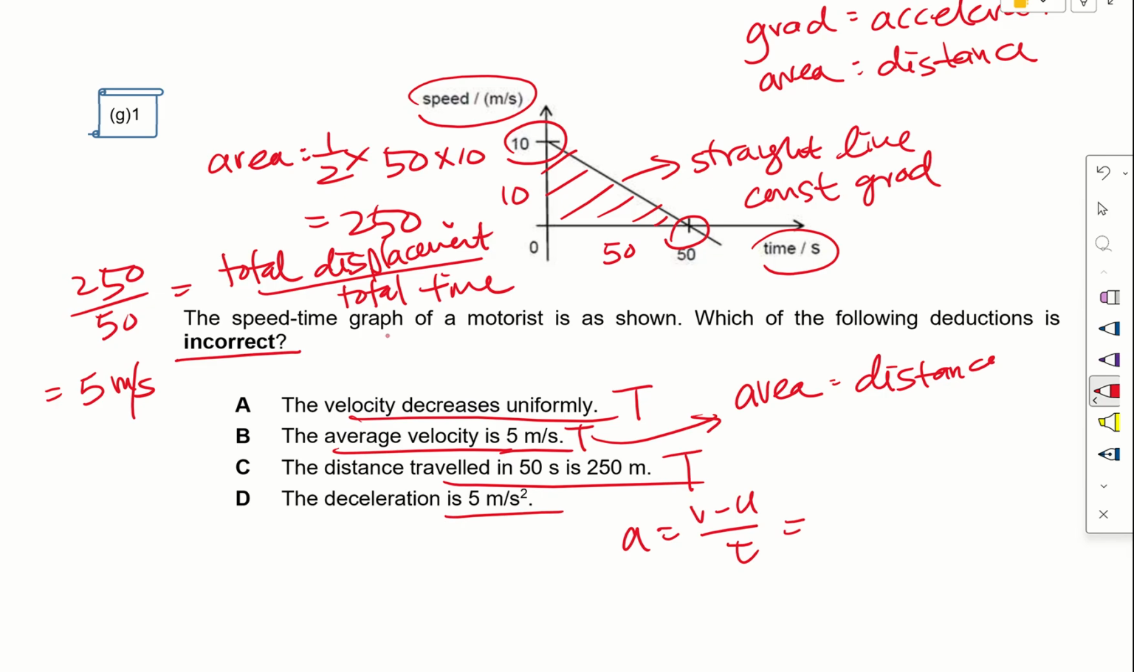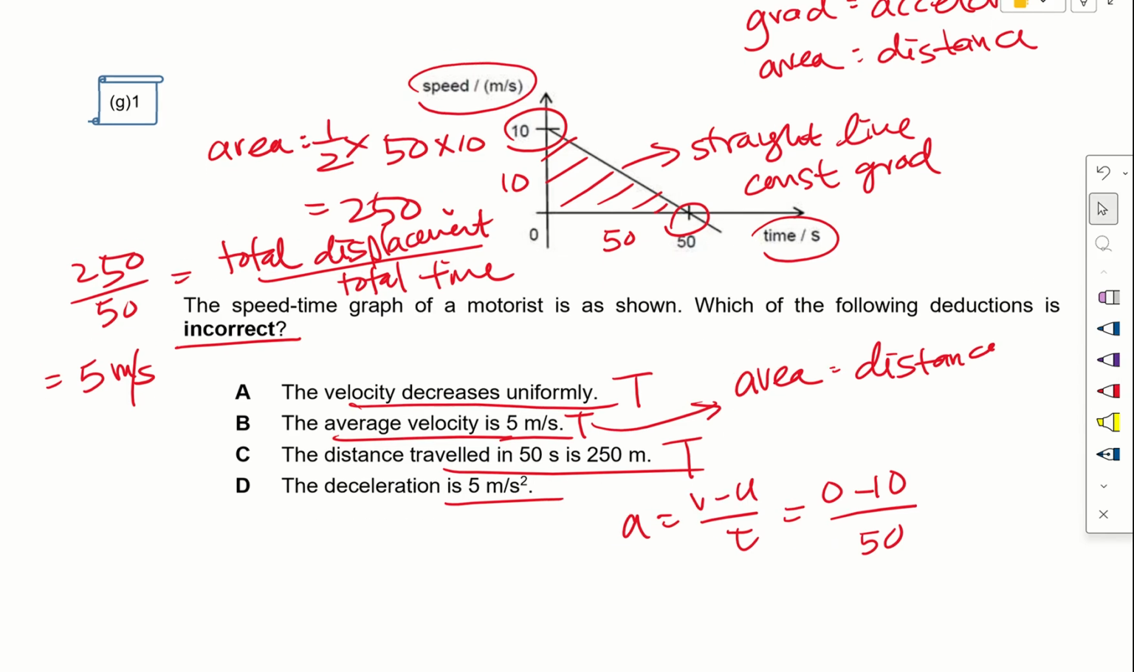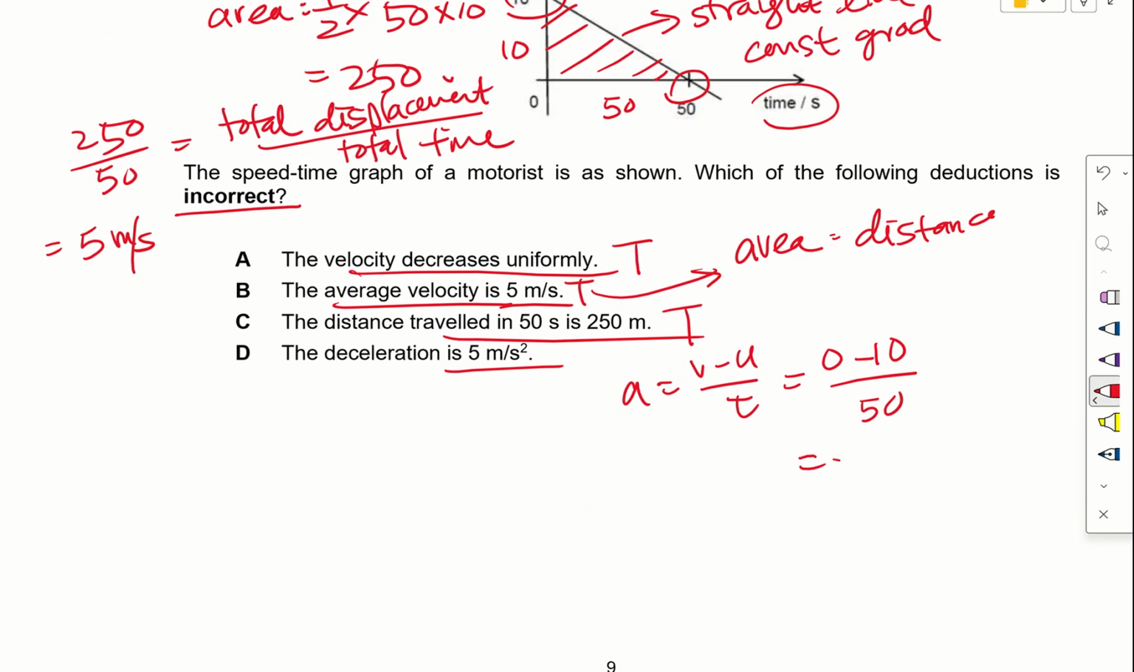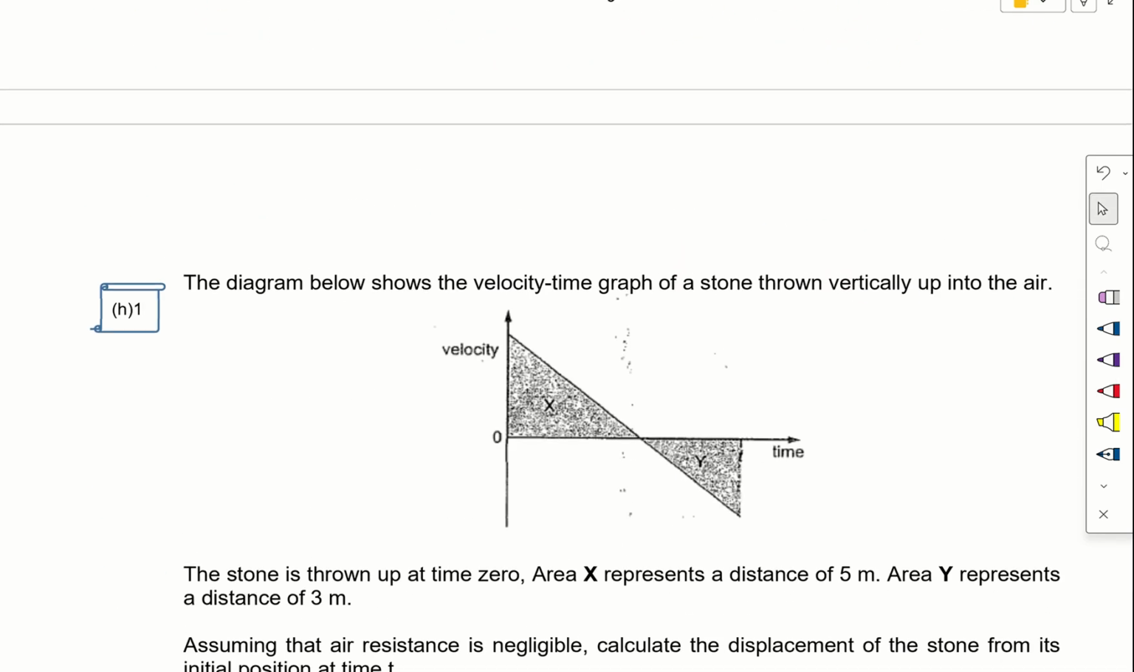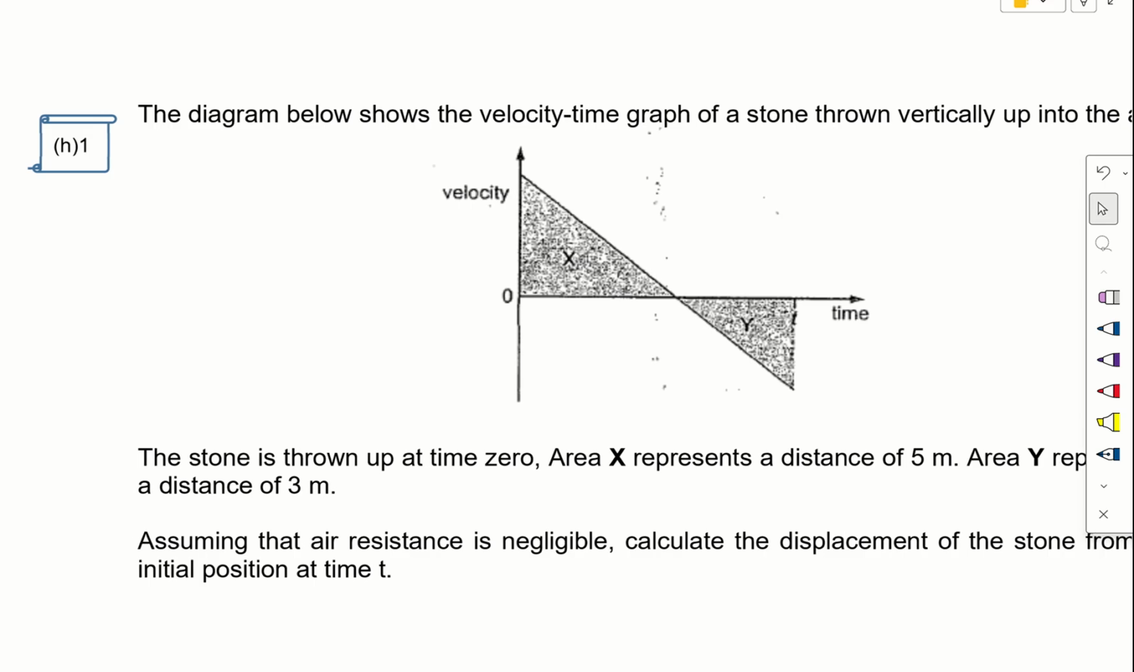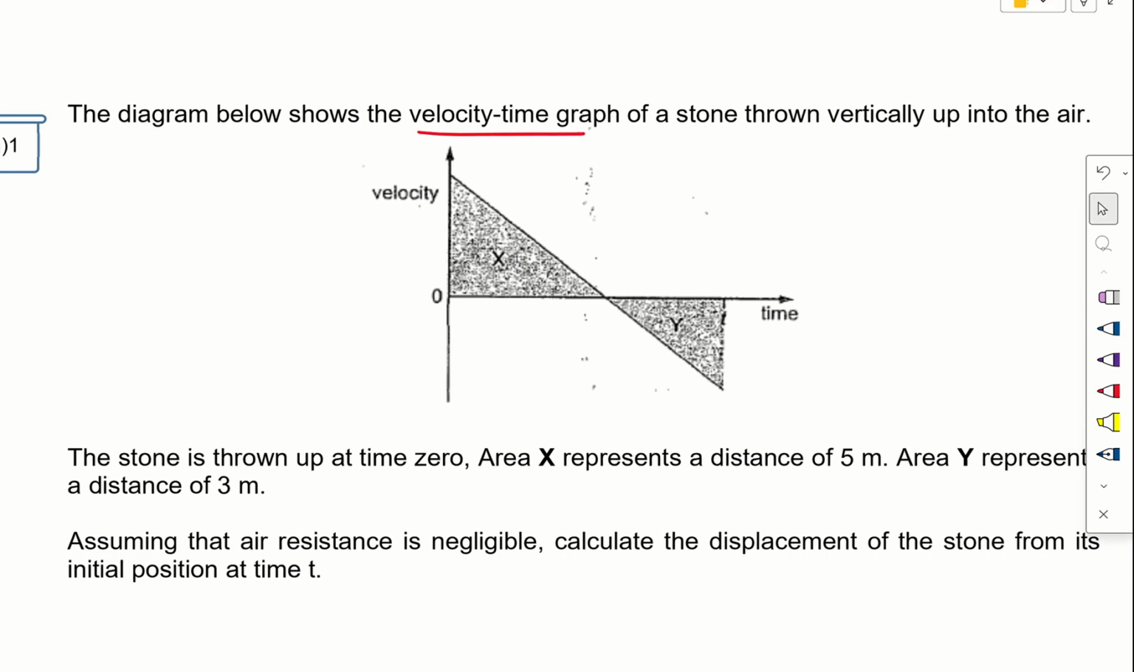The final velocity is 0, initial is 10, divided by 50. So we actually get negative 0.5 meter per second square. Because this is acceleration and it's negative, we can take it that the deceleration that we calculated is 0.5 meter per second square, but it is not true because over here it's stated 5 meter per second square. So the answer is D.